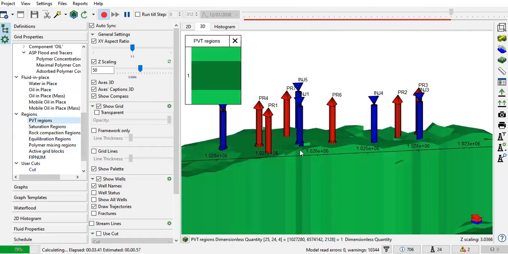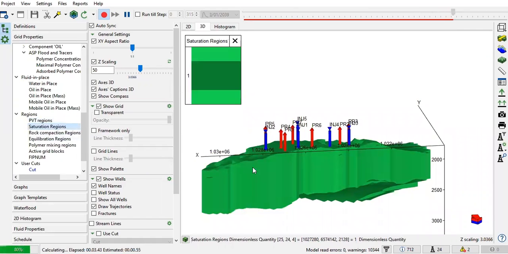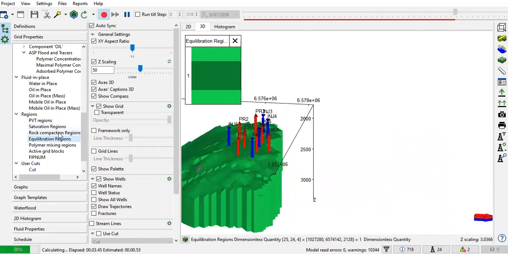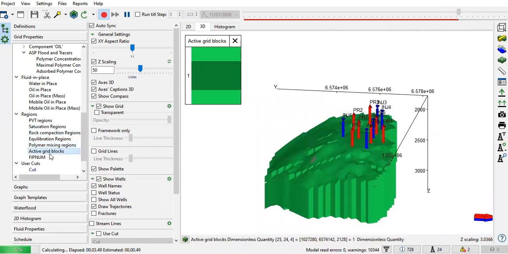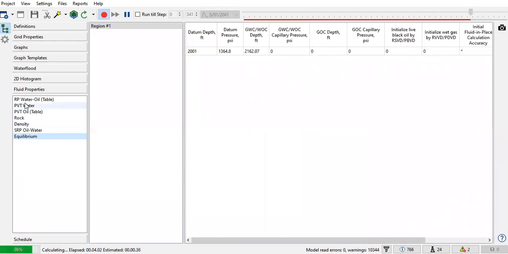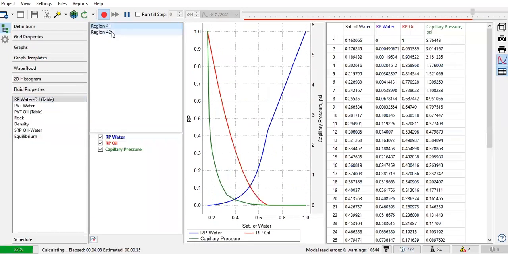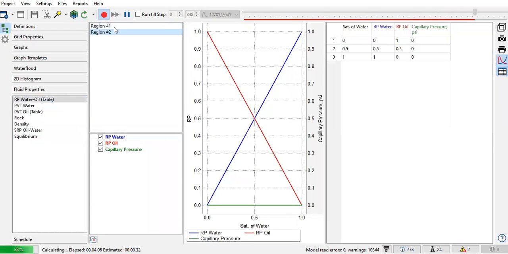And then check PVT region, we only have one, saturation region, rock compaction one, polymer mixing one, active grid. Okay, so basically we only have one region for everything: PVT, saturation, rock compaction, equilibrium, polymer mixing, active. That's why in fluid properties, having two regions, relative permeability here is meaningless.